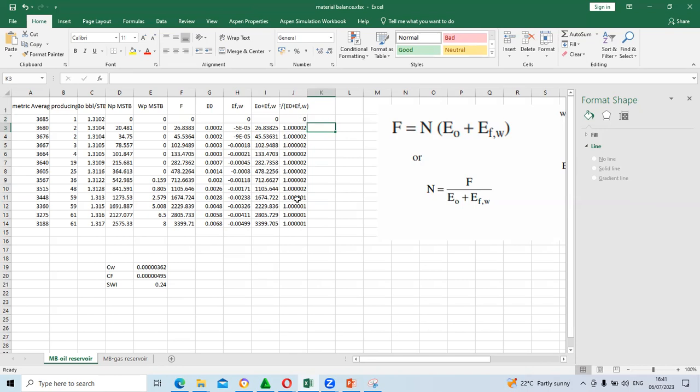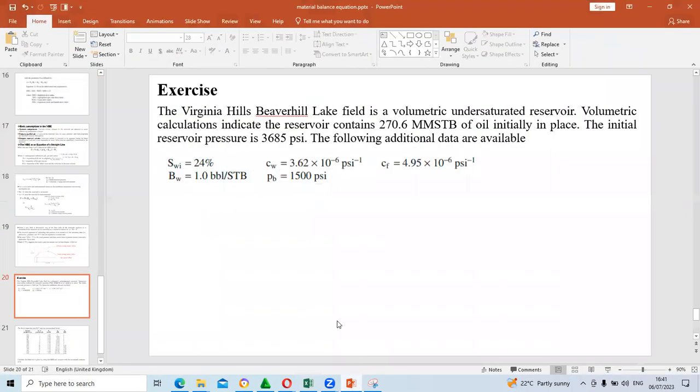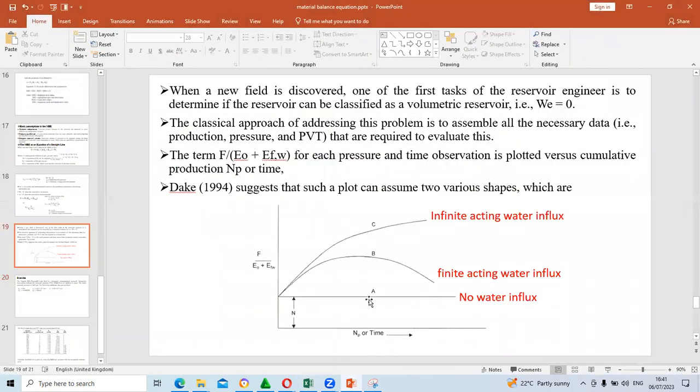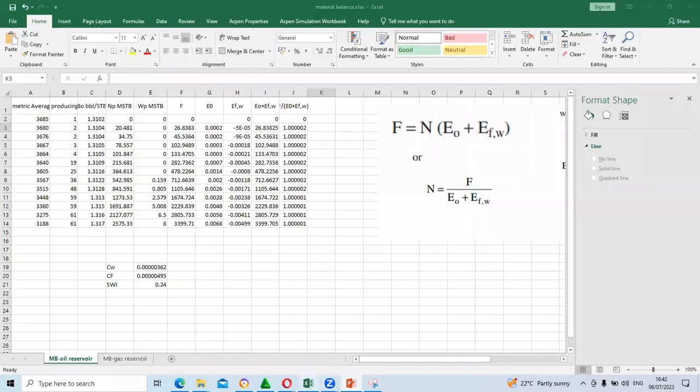So if you look at this value, they are more or less constant. If they are more or less constant, it already just tells you that we may be having a plot that looks like this. That's what it's telling us from there, because the values are more or less constant, because we are supposed to draw all of these against the amount of oil that is produced, NP. So let's see.